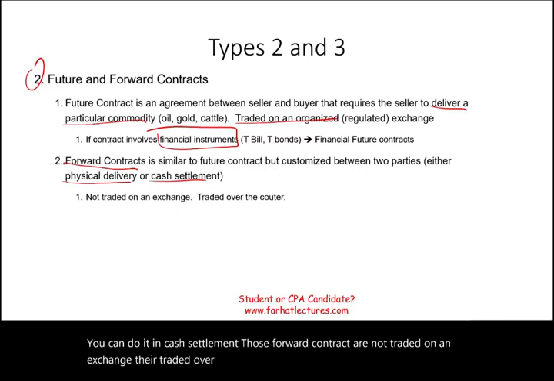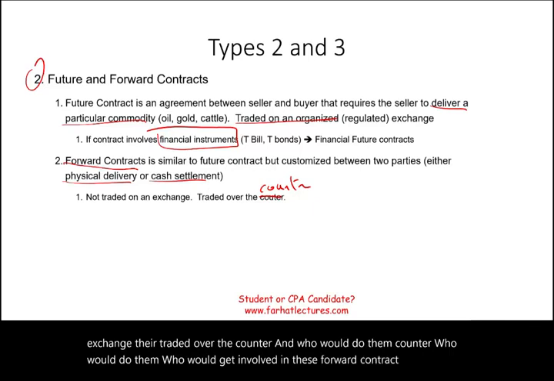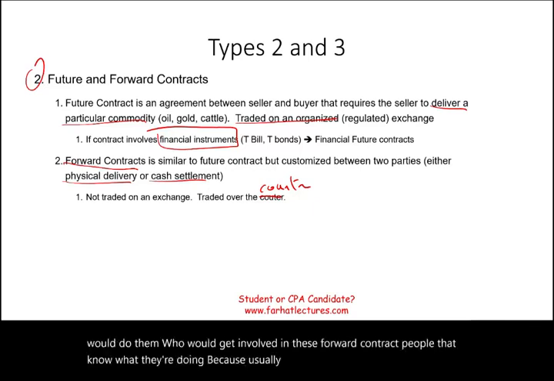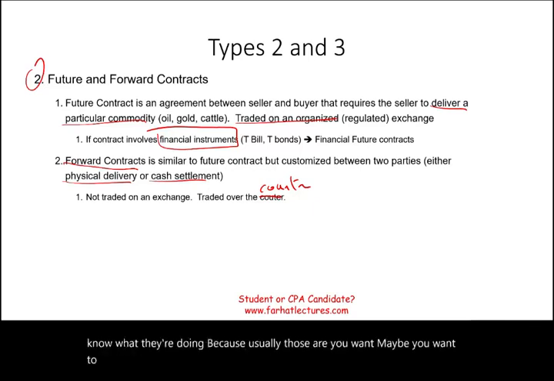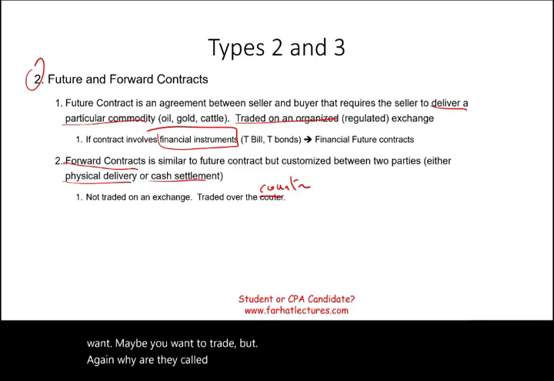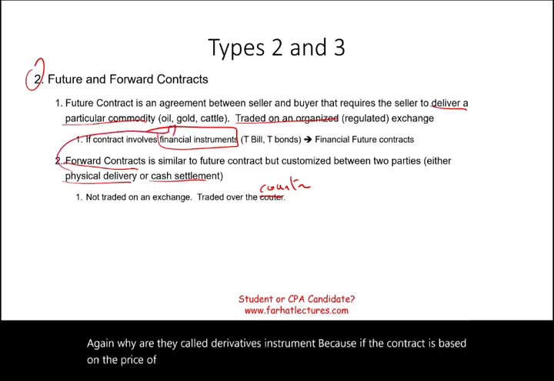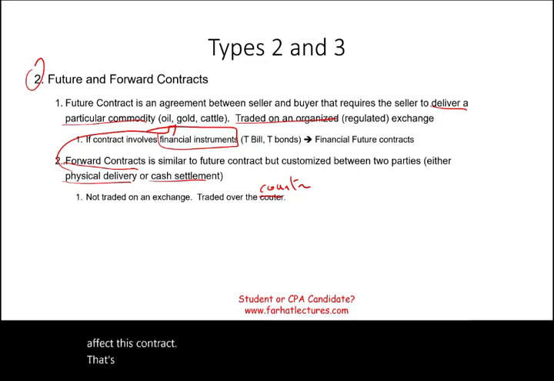Who would get involved in these forward contracts? People that know what they're doing, because usually maybe you want to trade. But again, why are they called derivatives instruments? Because if the contract is based on the price of gold, well, if the price of gold goes up and down, it will affect this contract. That's why they're called derivatives. They derive their price from something else.